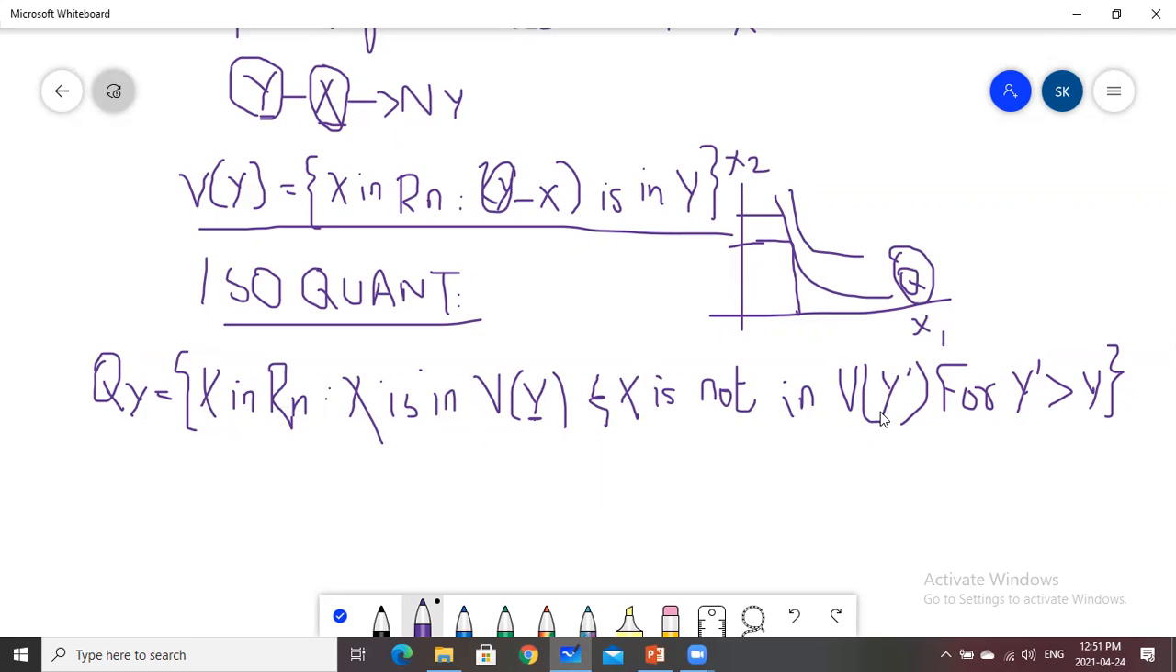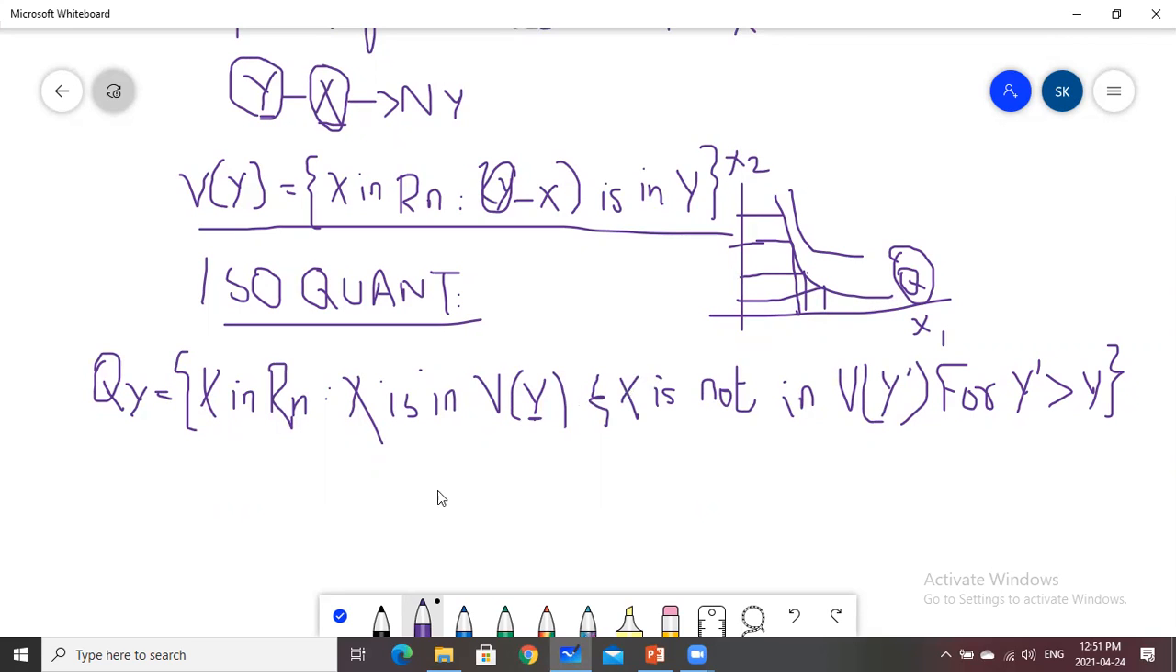Input combinations are sometimes changed in the production function while output is kept constant. The input combination can be A, B, C or D, but the level of output produced at all these input combinations is the same.